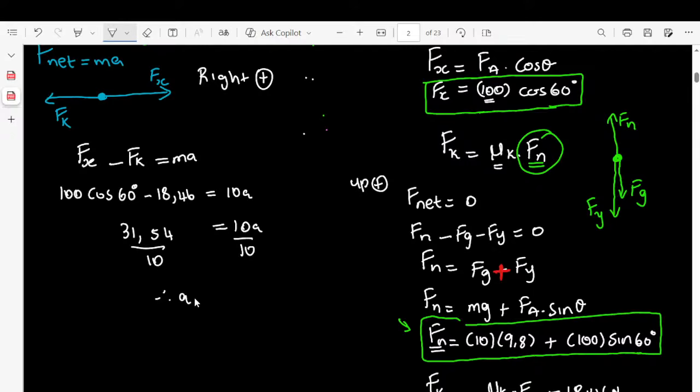Therefore, what is the acceleration equal to? What do you guys get? 3.154. That's the answer on the left hand side. So what is your acceleration? Do you guys get the same answer as Busisiwe? 3.15 meters per second squared. But Busisiwe, what about your direction? Where is the acceleration going?